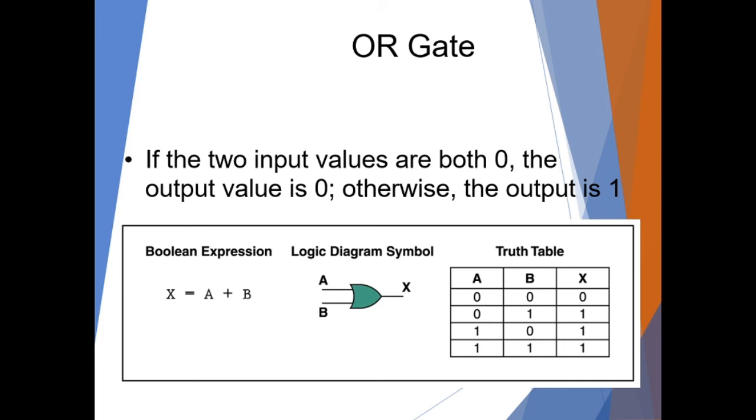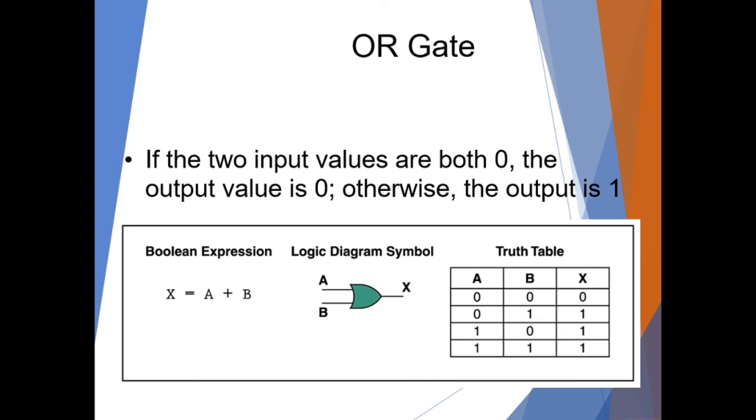Next gate is OR gate. The Boolean expression of OR gate is X is equal to A plus B, or it can be read as X is A or B. This is the symbol of OR gate. As shown here, it can have two inputs and one output. Three inputs are also possible. Here A and B are the inputs and the output is X. That is, X is A or B.